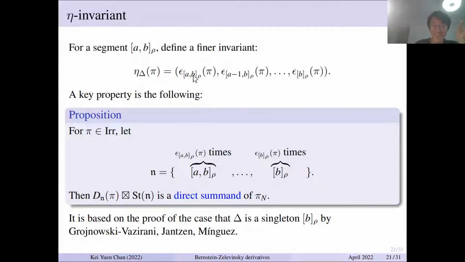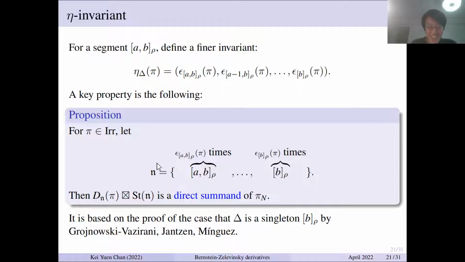You cut the length each time by one. So AB, then A minus 1, B, and so on until there is only one point, one singleton B. So pi. And this invariant is important. Why is it important? Because of the following key properties. It is a kind of generalization of the case when delta is a singleton, obtained by Jantzen and Mínguez for p-adic groups, and Gan-Gross-Prasad and Bernstein-Zelevinsky for the affine Hecke algebra case.